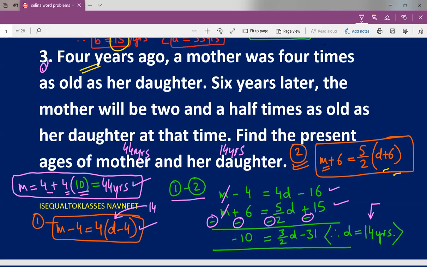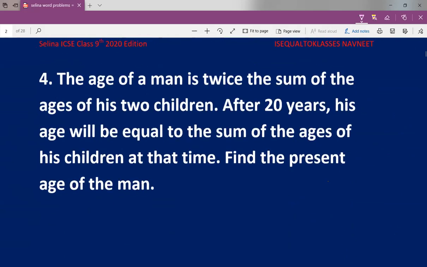I hope you have understood this question. Again, age question. Let us draw the age line again. This is my present. This is my past. This is my future.